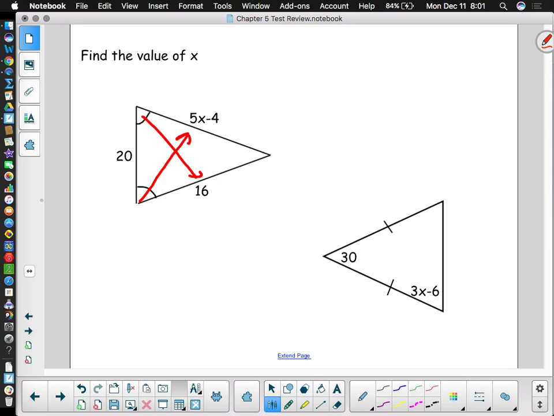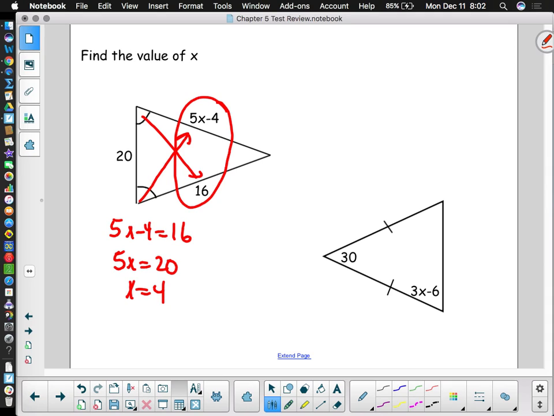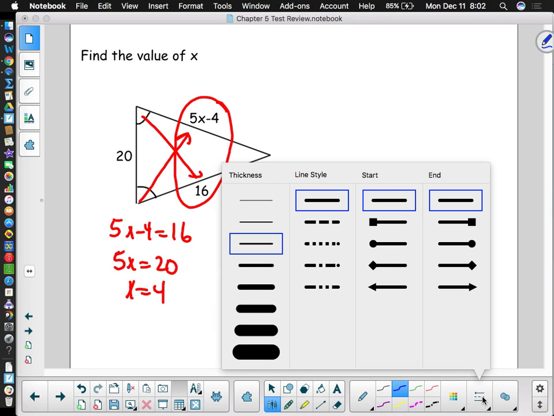That's a mistake of rushing yourself. You're not thinking, what am I working with? What are the rules for what I'm working with? Since these angles are congruent, it's these two sides that are congruent, so it's simply 5x minus 4 equals 16, so 5x equals 20, so x equals 4. Pretty straightforward.